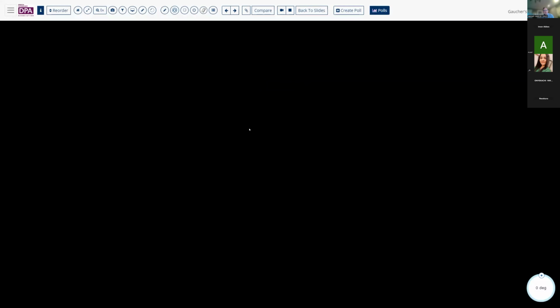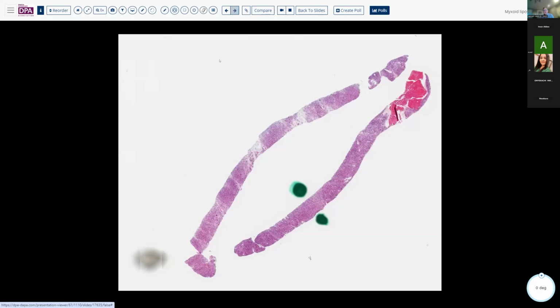So we came to the conclusion that this was indeed a giant cell tumor of bone. The patient had a curettage and did fairly well postoperatively, and as far as I know, did not have a recurrence. So that was fortuitous.